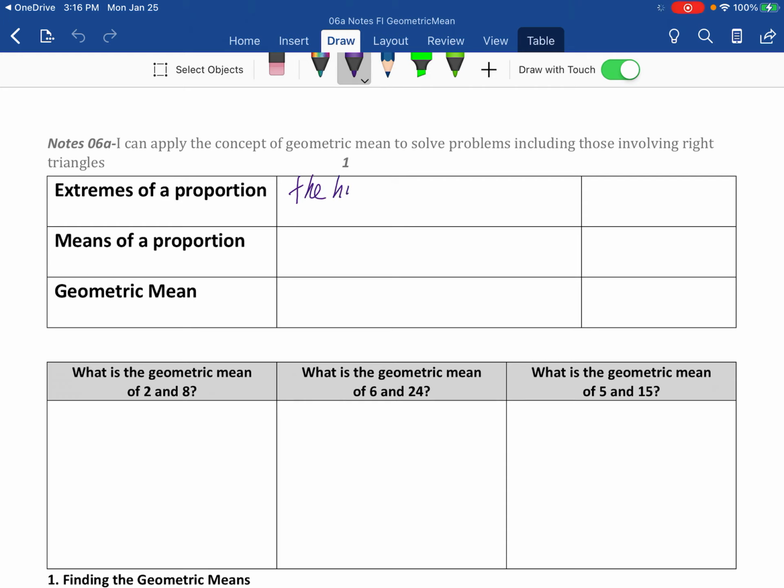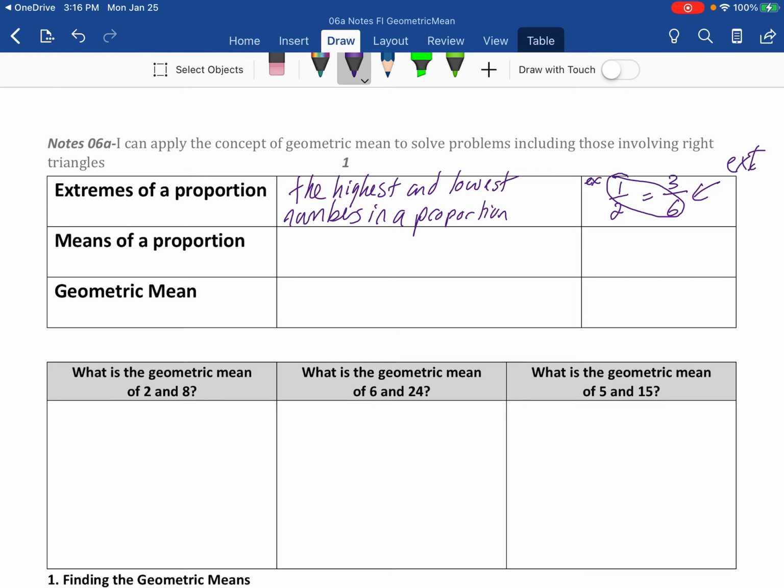The highest and lowest numbers in a proportion. So for example here, I know 1 over 2 is equal to 3 over 6. These two right here, these are called my extremes, because they're my highest and lowest number. The other part of the proportion is the mean, which is the middle numbers.